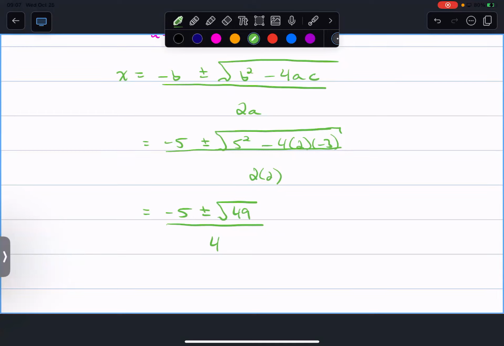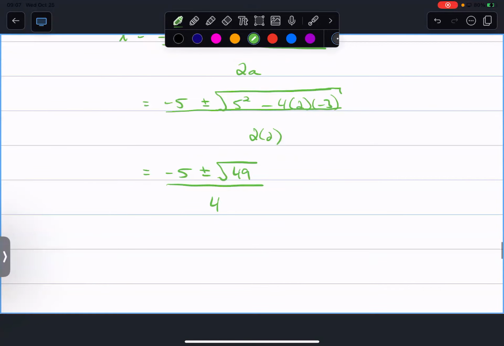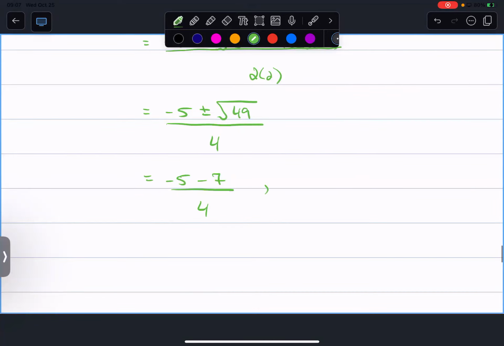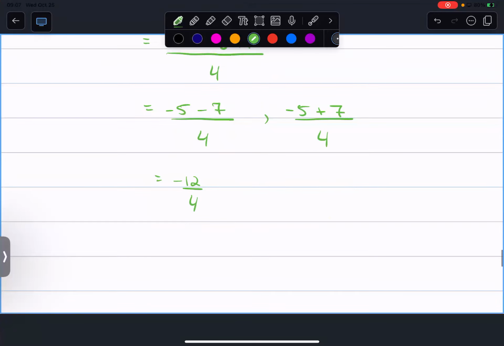So if I take the square root of 49, I get a nice 7, which means that I'm going to have -5. I like to do the minus first because it's going to be the smaller version, right? And then you have them from smallest to largest. But it doesn't really matter in this case. So -5 minus 7 divided by 4, comma, -5 plus 7 divided by 4. So if I do -5 minus 7, puts me at -12 divided by 4.